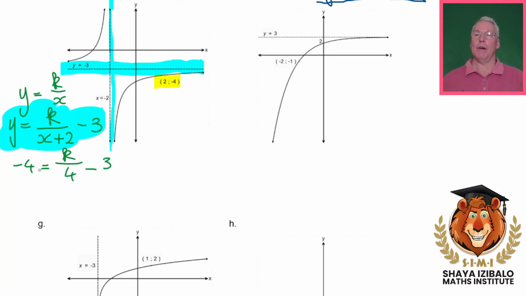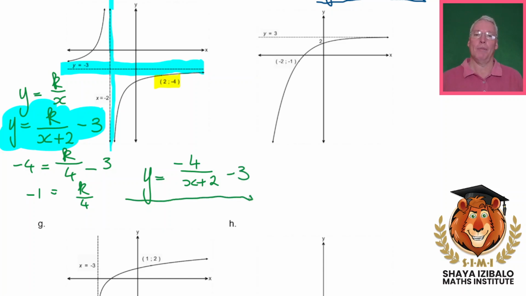We're going to add 3 to both sides. We're going to get -1 is k over 4. We're going to multiply both sides by 4, and we're going to get k as -4. Our final answer is going to be -4 over x plus 2 minus 3. That's the equation of that hyperbola.